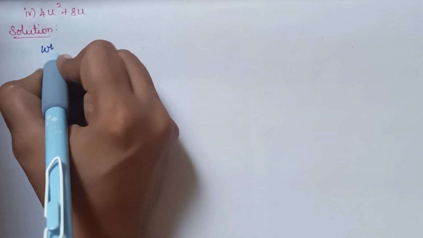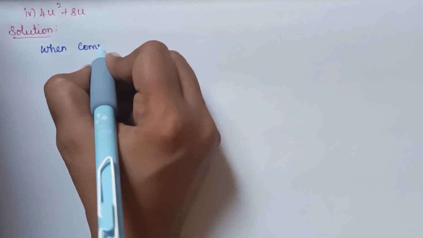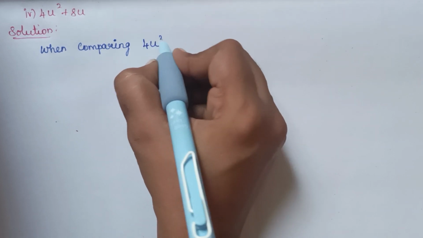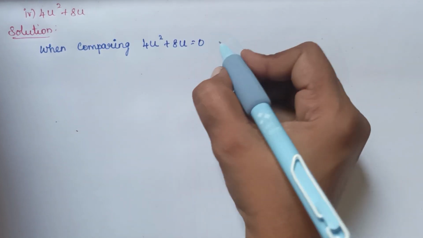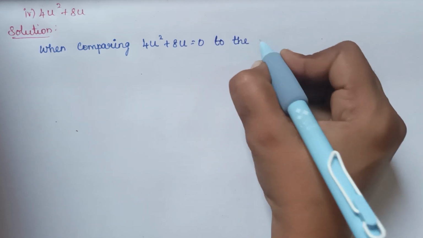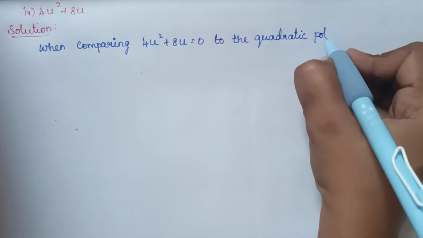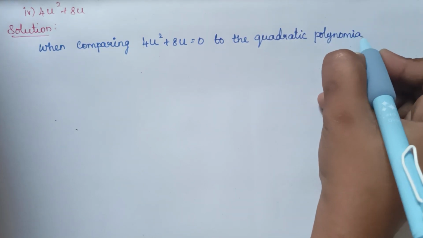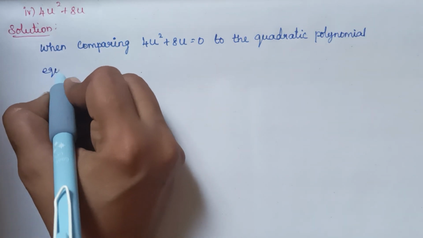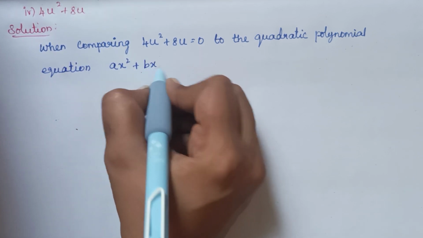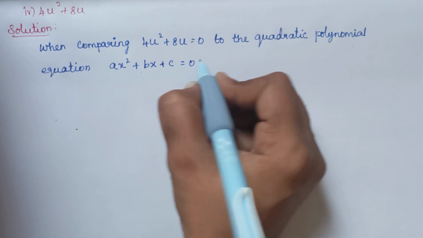So the next fourth sum is 4u square plus 8u. Okay. So when comparing 4u square plus 8u is equal to 0 to the quadratic polynomial equation ax square plus bx plus c is equal to 0.